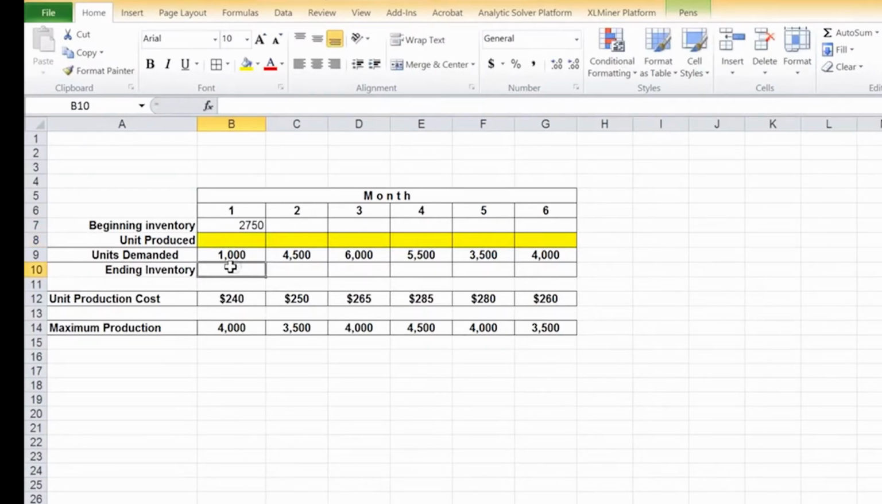Okay, then put the formula here because I want to define those relationships first. Different from other models, where we do the decision variables and then go to the objective function, in this case, we need some other values to calculate the objective function. So I'll define those relationships first. So here, ending inventory equals beginning inventory plus unit produced minus unit demanded.